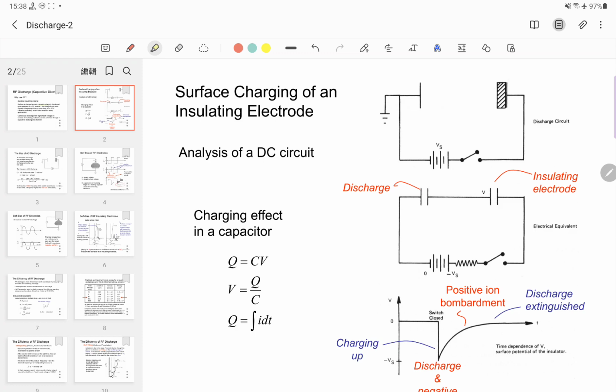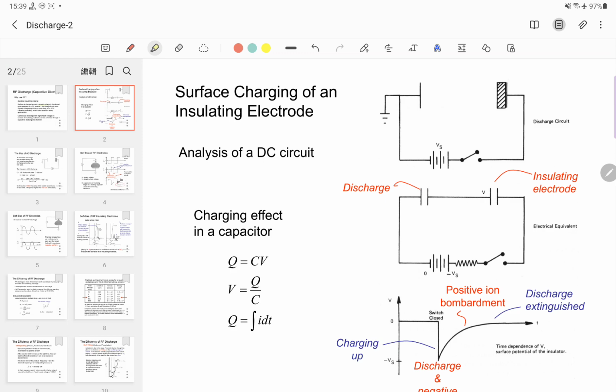Okay. And then after you switch on the circuit, the right side of the electrode will start charging up. And in this figure, the back side is the metallic electrode, and the front side, this black part, is a piece of insulator. Okay. So this part works as a capacitor, because electrical current cannot pass through the insulator.